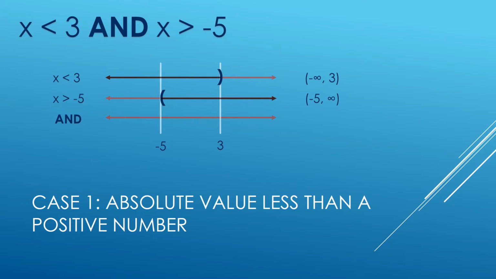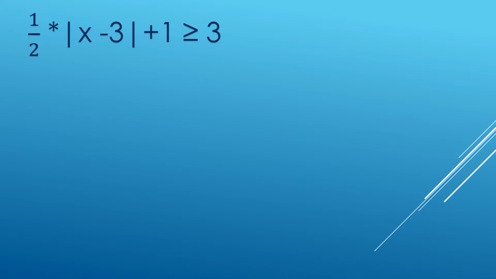This was the AND operator, which is the intersection of line 1 and line 2. This is the overlapping, which we can clearly see is all the points between negative 5 and 3. And again, we do not include the endpoints. Let's look at another example. 1/2 the absolute value of x minus 3 plus 1 is greater than or equal to 3. First thing we need to do is isolate the absolute value.